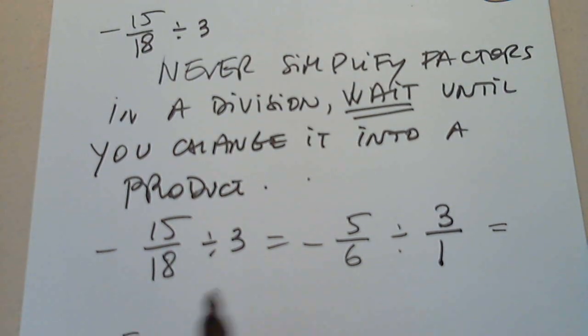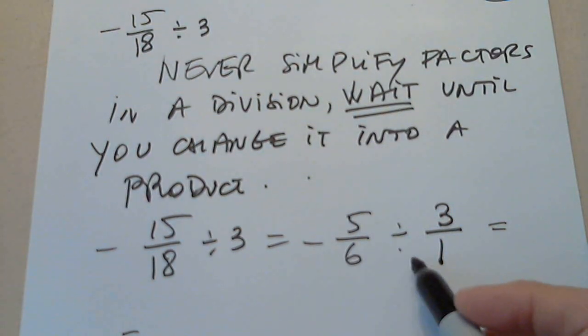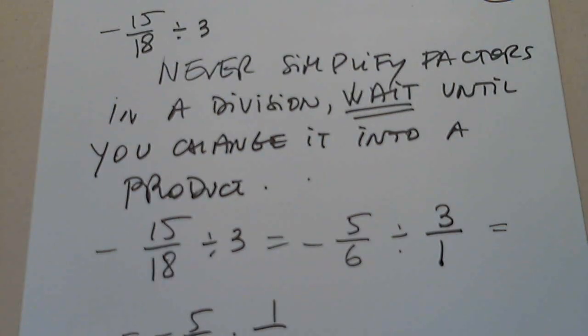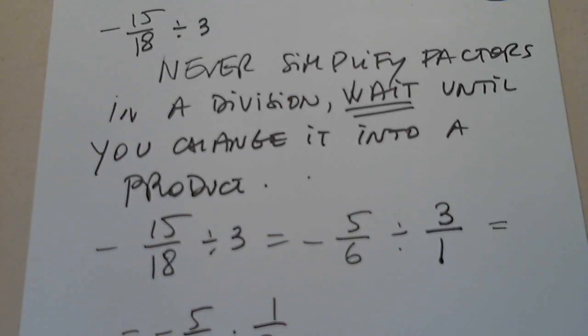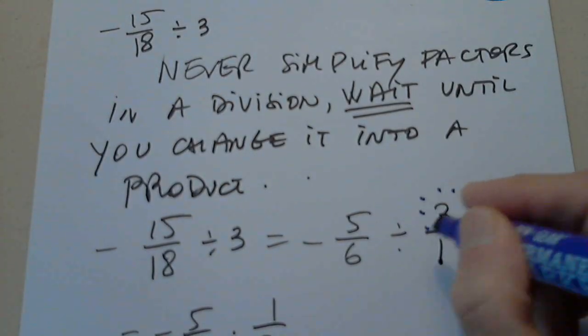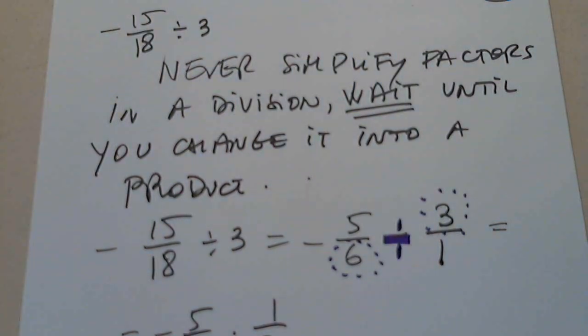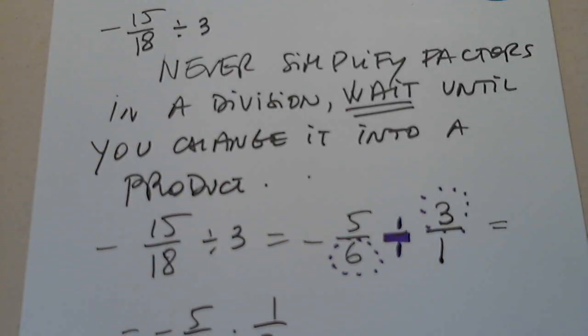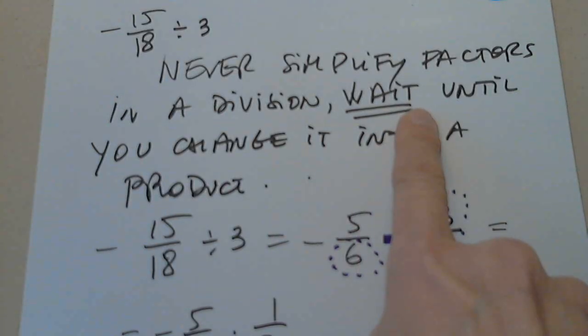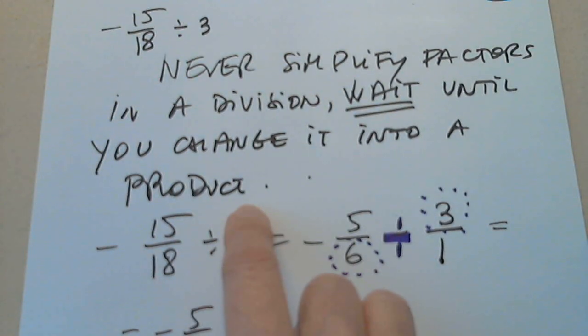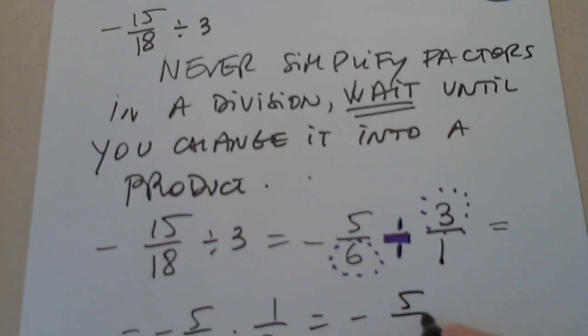Then, do not attempt anything because it's a division. Copy the first fraction, flip the second fraction, and voila, you cannot even simplify it. So simplifying this with this in a division will be a terrible mistake. You have to wait to simplify top and bottom only after you change it into a product. So then the numerator is -5, the denominator is 18.